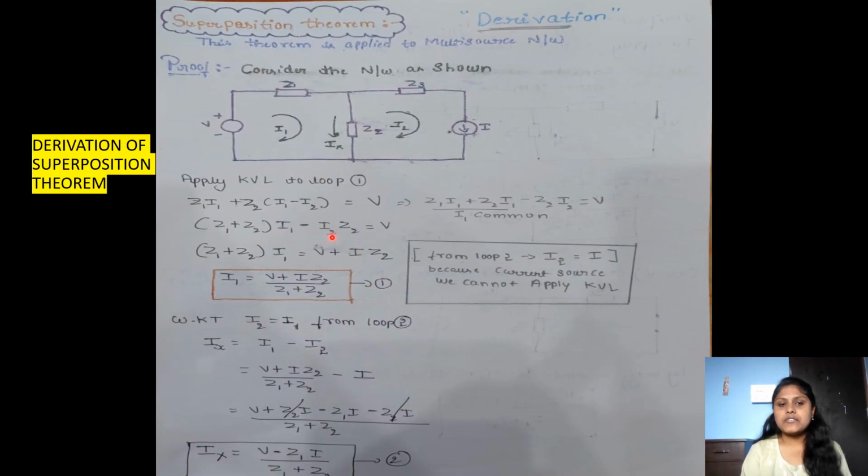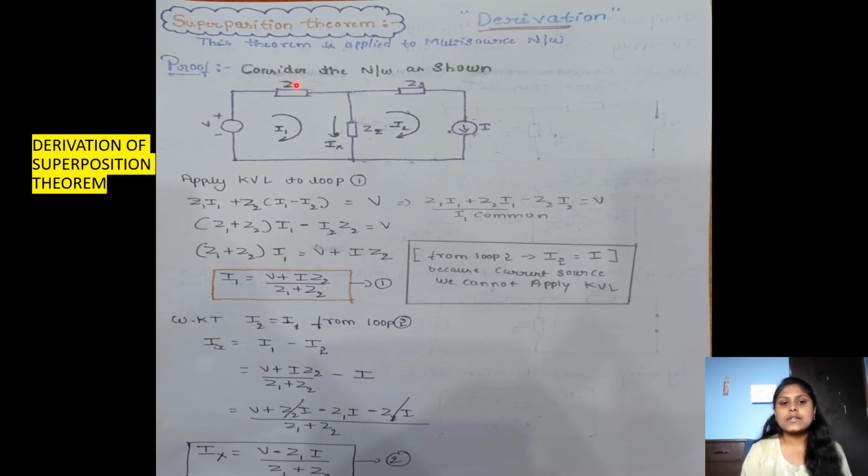So this is the derivation of superposition theorem. This theorem is applied to multi-source networks. Consider the network as shown here. First of all, we have to check whether it obeys the condition or not. It obeys the condition. As you can see, it is a multi-source network: one is a voltage source and another one is a current source.